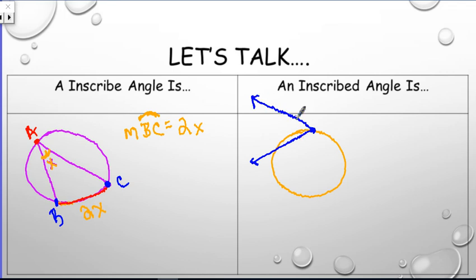Here's another example of an inscribed angle. That would be this angle right here. If I call this A, this B, and the vertex right here is C, then the intersecting arc would be right here, and that angle would be X. So I would call this X and this part here 2X. So those are two examples of an inscribed angle, and the measure of that arc would be 2X.